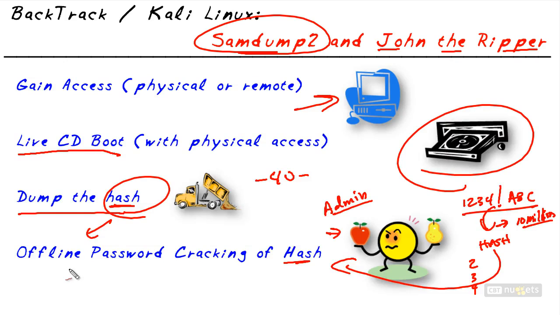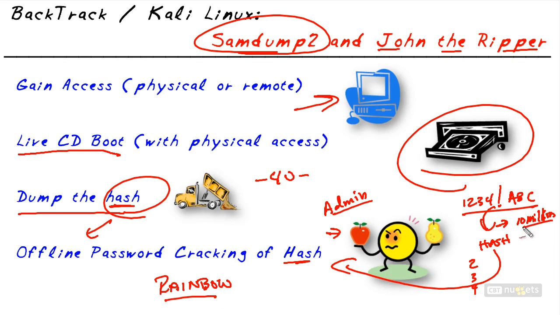Now, let me share something with you. This process is going to take a long time, especially if they have a pretty tough password. Another option that we can use to speed up the process is something called a rainbow table. Now, what the heck is a rainbow table? A rainbow table is a dictionary, if you will, of hashes.